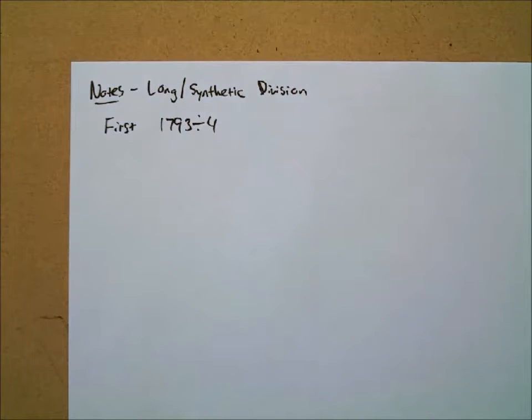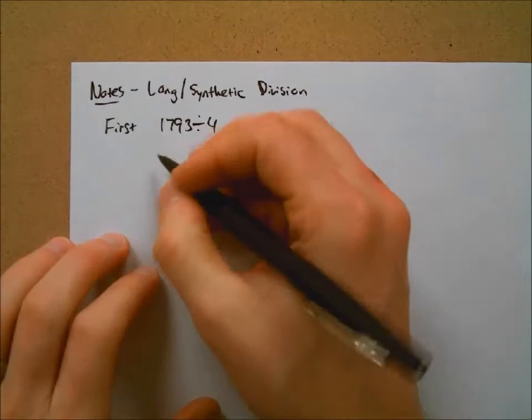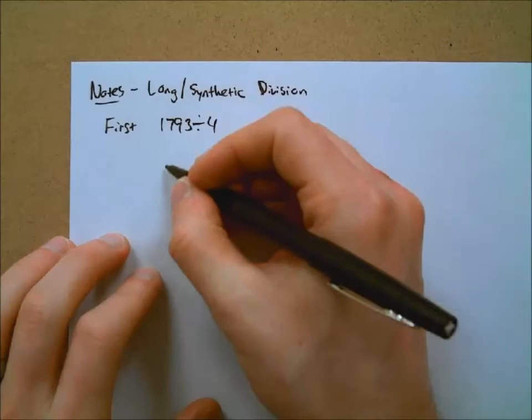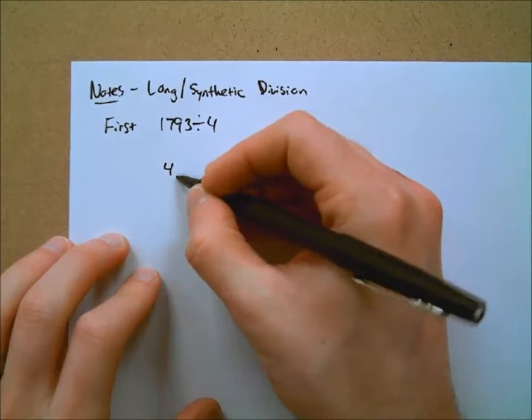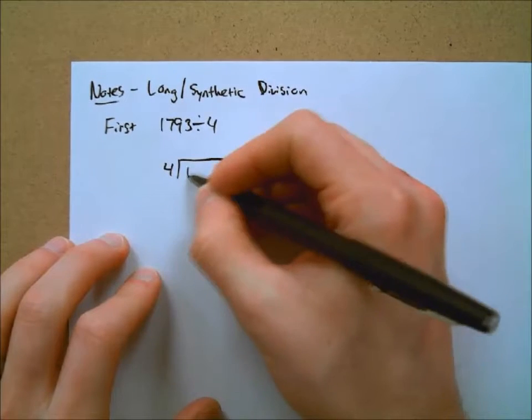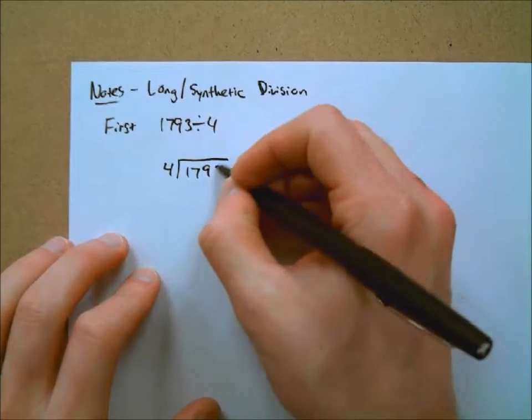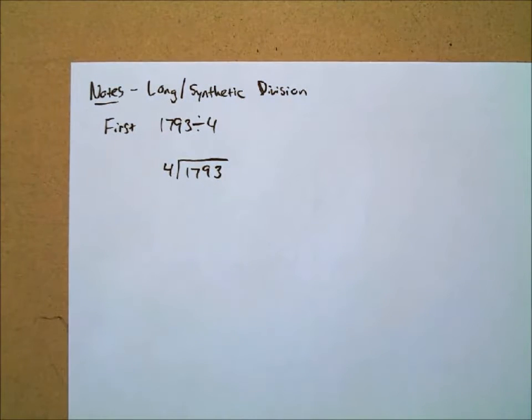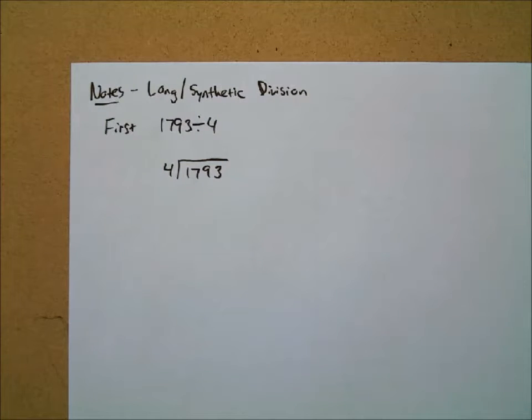Okay. So typically people can't do this mentally, so we'll do it the long way. We'll take our 4, which we're using to divide 1,793. Just like that. The thing that we are dividing by is on the outside. The thing that we are dividing, 1,793, goes inside the little symbol there.